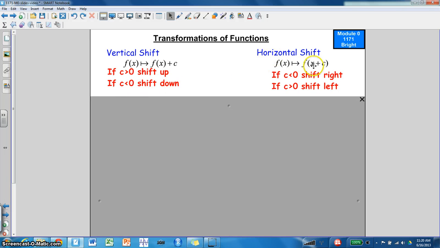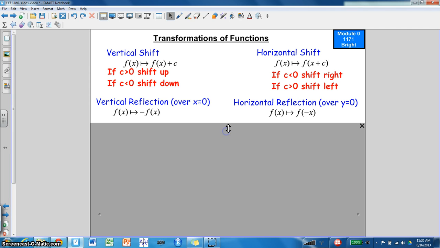Horizontal shift. Now this is saying instead of x, I'm replacing x by x plus c. And horizontals in general are kind of counterintuitive. If c is less than zero, it's a shift right. If c is greater than zero, it's a shift left. So again, and you'll see that when we get to scalings too, it's kind of counterintuitive. But if it's negative right, positive left for horizontals.